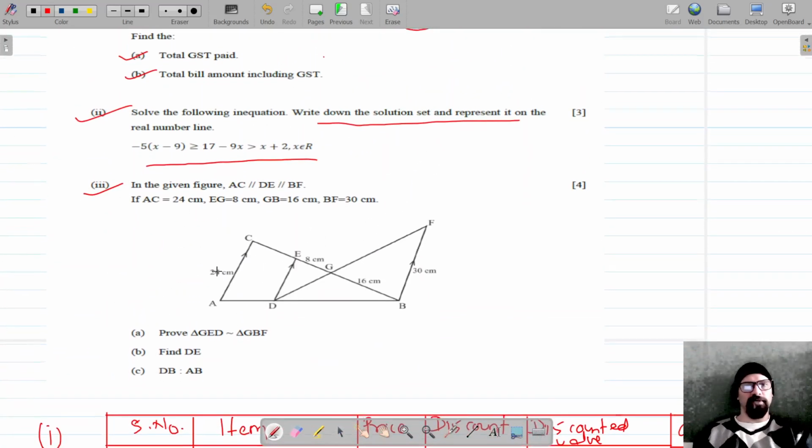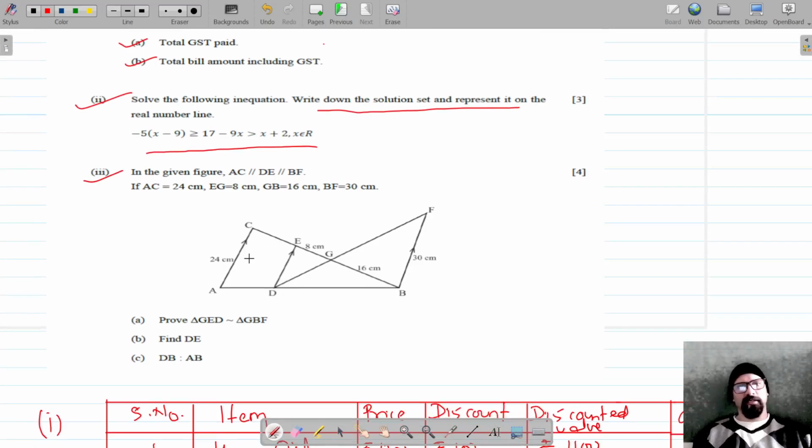Moving on to the third part. In this figure, the arrows in the figure indicate that these lines are parallel. So AC is parallel to D is parallel to BF.